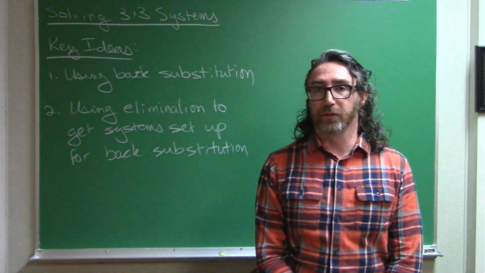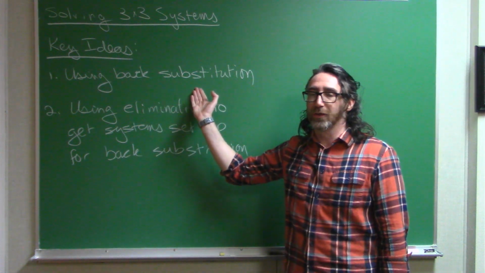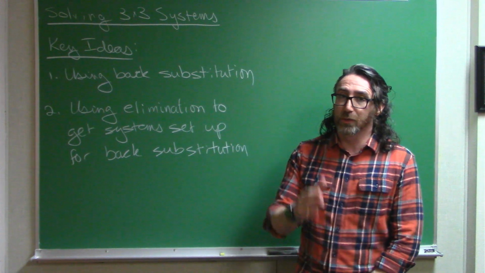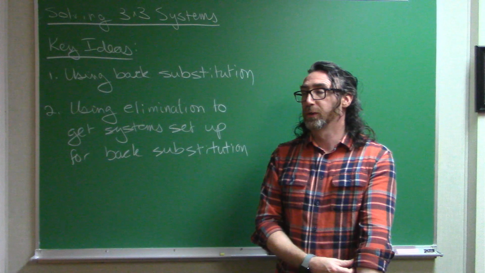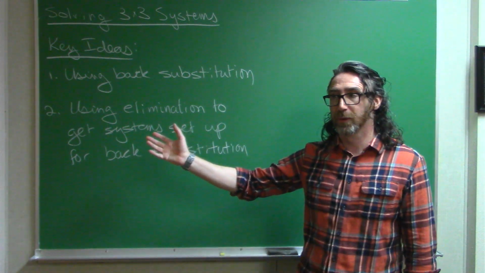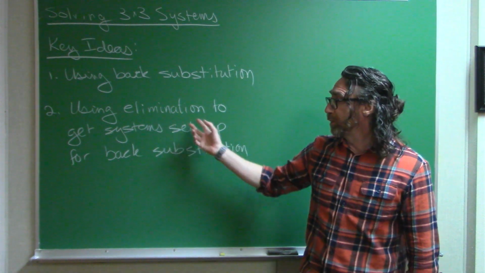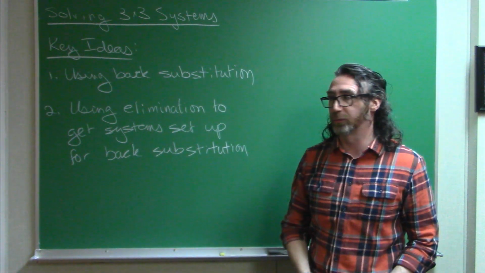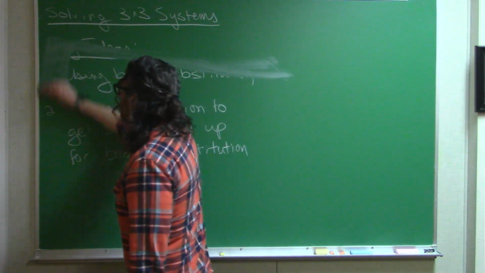So the key ideas that I need you to learn from this video are how to use back substitution to solve a system. Now, back substitution only works when the system is in a special form. So the next thing we'll talk about is using the method of elimination, which we practiced a little bit with 2x2 systems, using the method of elimination to get systems set up to do back substitution. So let's jump into an example here.